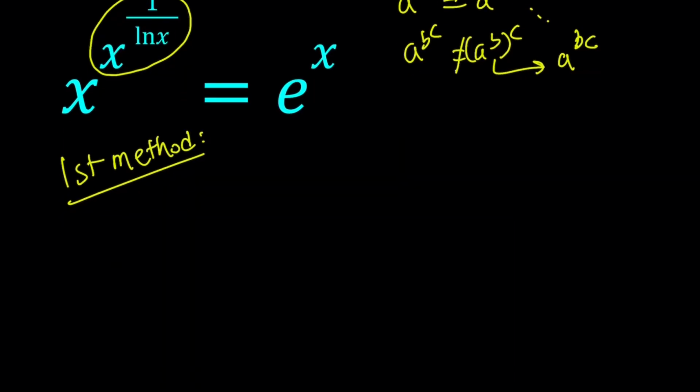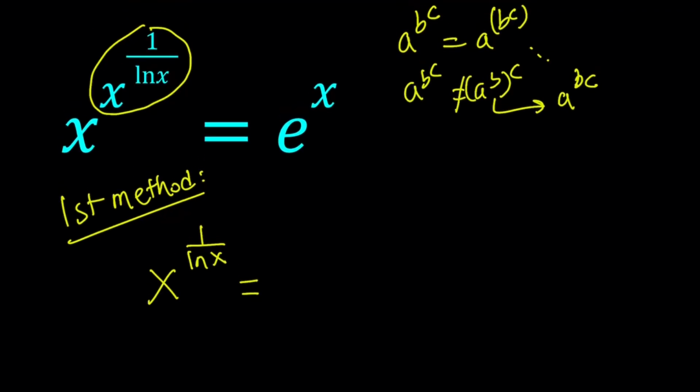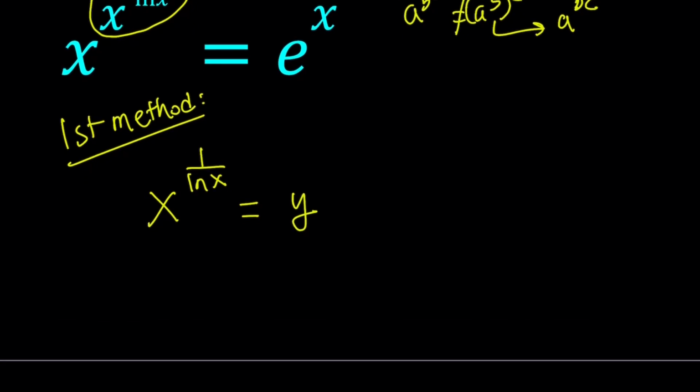So what do I have? I have x to the power 1 over ln x. By the way, we've done quite a few problems on this one, so you can go ahead and take a look at those videos if you want more information, but I'm just going to quickly go over this. x to the power 1 over ln x, let's just go ahead and call that y, and then ln both sides.